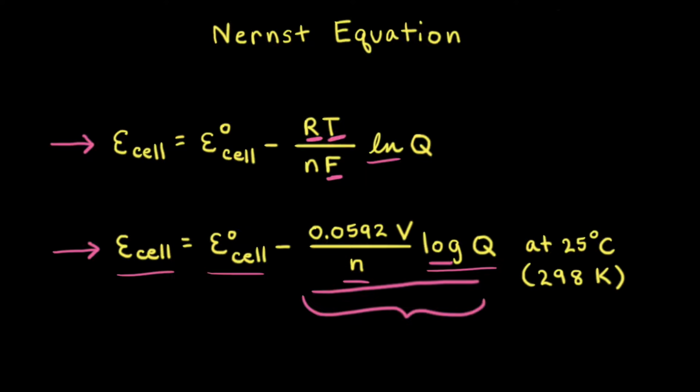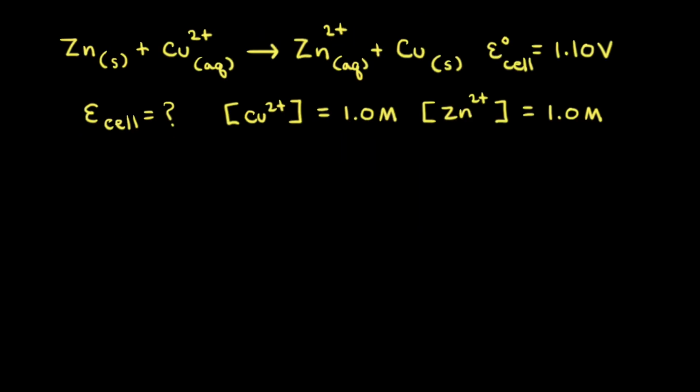You can use the Nernst equation to quantitatively calculate the exact voltage at a specific moment in time. However, we're going to try to think about the Nernst equation from a qualitative point of view. Let's use the Nernst equation to think about the instantaneous cell potential for a zinc-copper cell. And we're going to look at a few different situations.